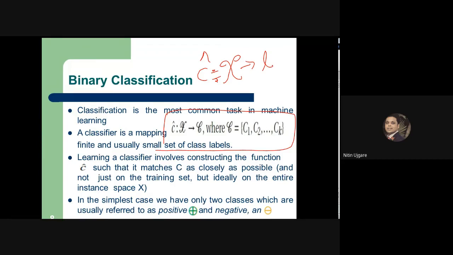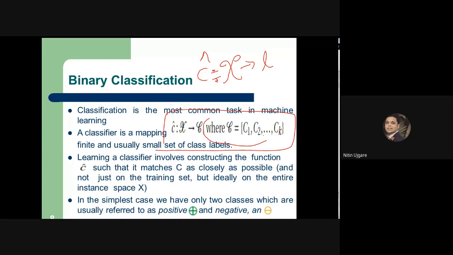It may be C1, C2, or CK, where the labels are C1, C2, C3 up to CK. So I may have 3 classes, 2 classes, or K classes as part of my output space. But remember, this output space is always finite, and it is usually a small set of class labels. That is ideal. So learning a classifier involves constructing the function C cap such that it matches C as closely as possible.